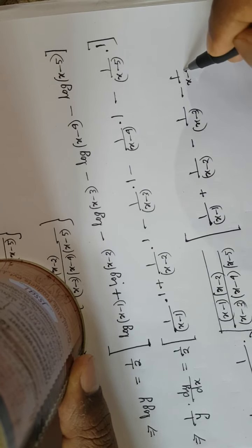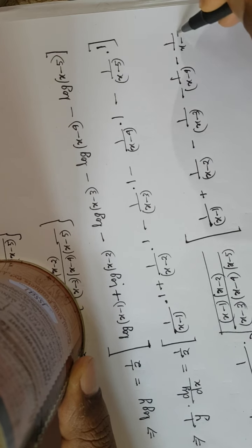One by x minus 4 and last 1 by x minus 5.